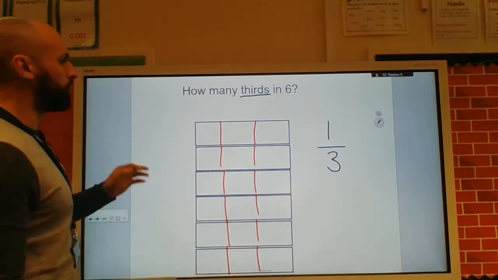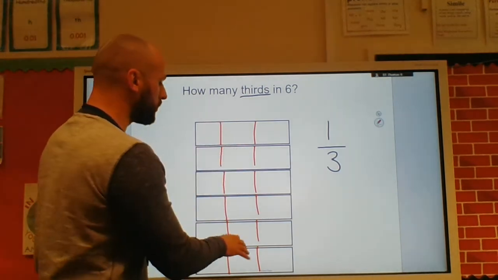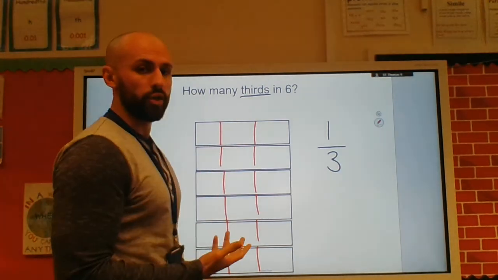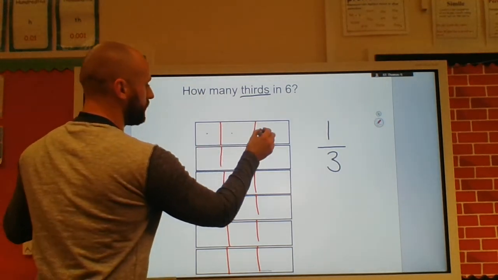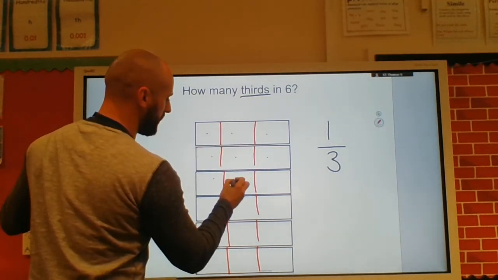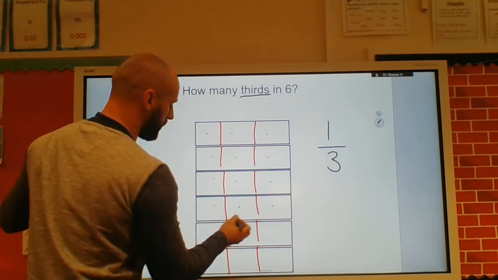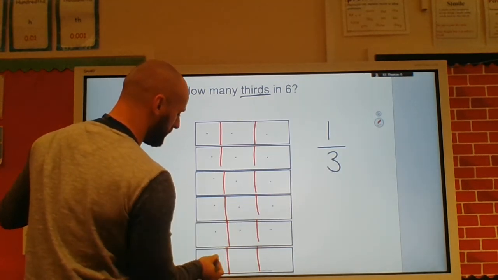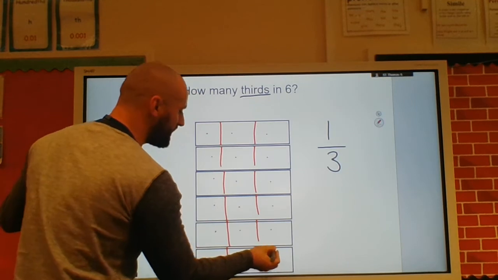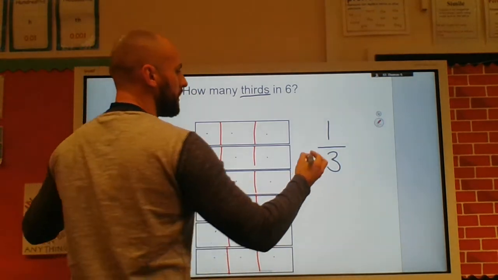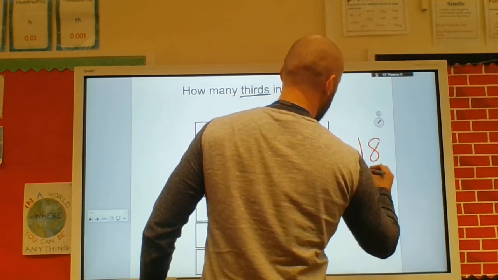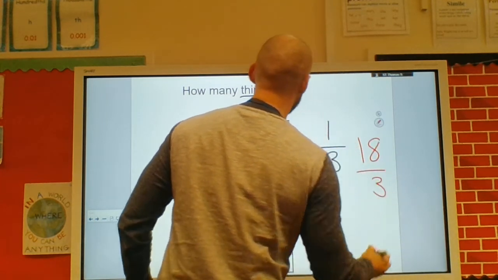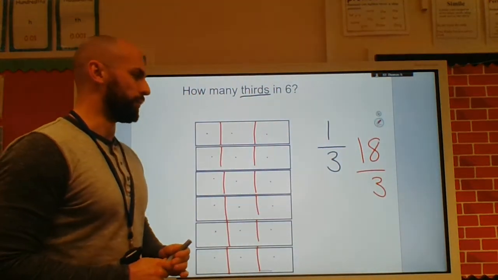So now I've broken down my 6 whole into thirds. Well, let's count how many thirds I've got. 1, 2, 3, 4, 5, 6, 7, 8, 9, 10, 11, 12, 13, 14, 15, 16, 17, 18. There are 18 thirds in 6 whole.